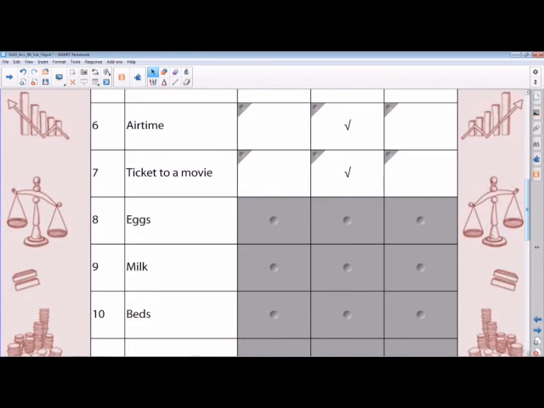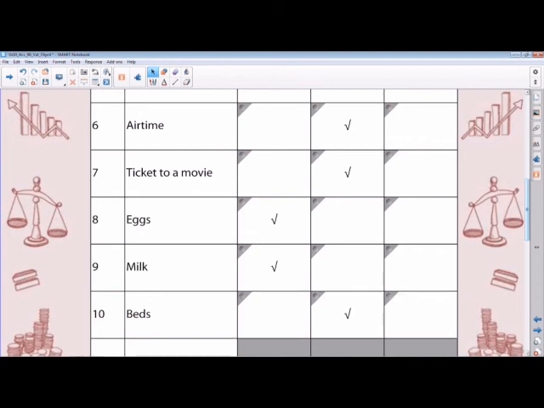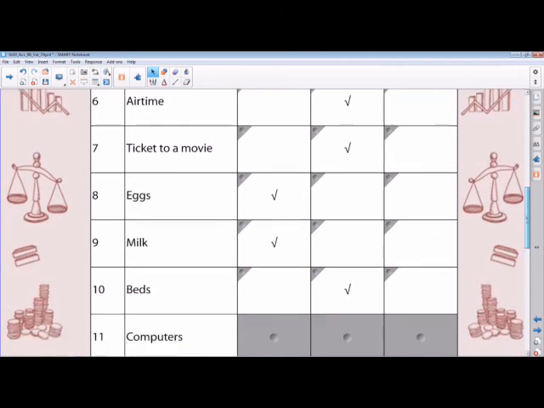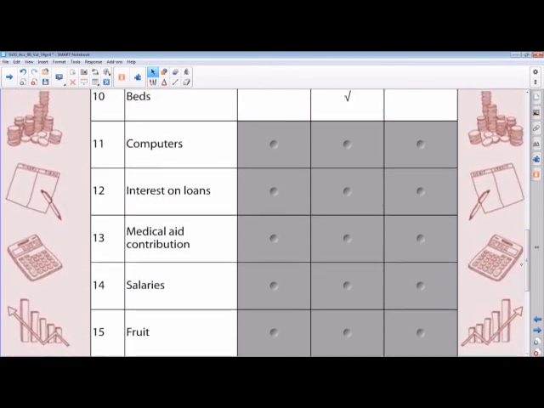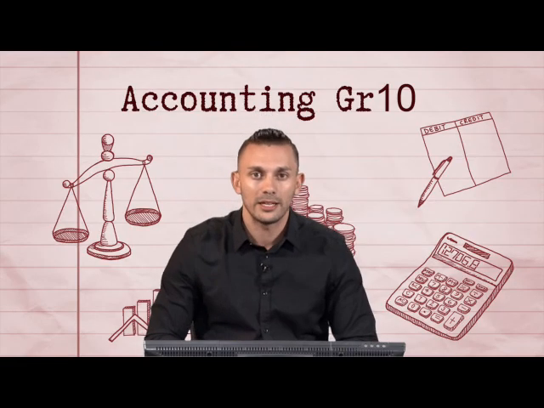Now, eggs will be VAT zero rated items, as milk. Milk will also be charged at 0%. The other columns will be empty. Now, the very last one for these 5, beds. Beds will be charged at 14%. Hopefully, you got all 5 right. Let's go look at the next 5 for you to complete. The next 5 will be a computer, interest on loans, the medical aid contribution, the salaries, and fruit. Good luck. 1 minute to complete the 5.